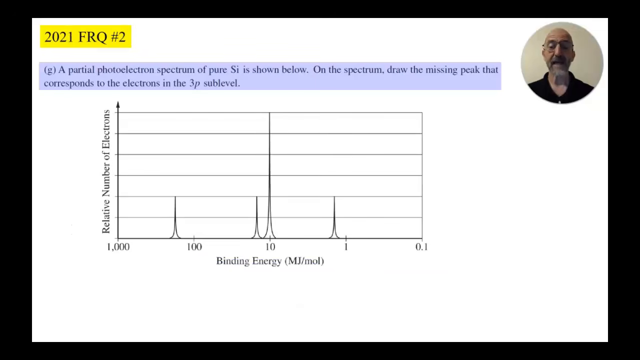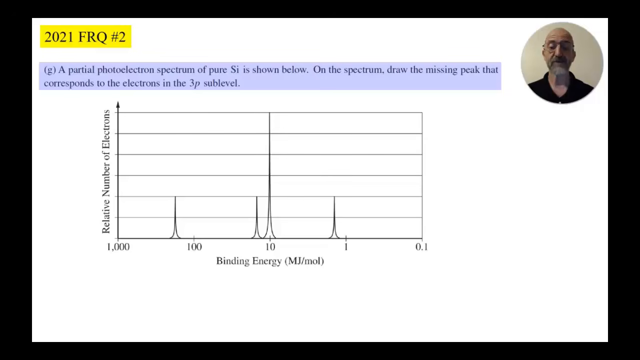All right, this is a new question from the 2021 AP Chemistry exam, and what we are looking at is an incomplete or a partial photoelectron spectrum for silicon. And so what we have to do to answer this question is, on the spectrum, draw the missing peak that corresponds to the electrons in the 3p sublevel.